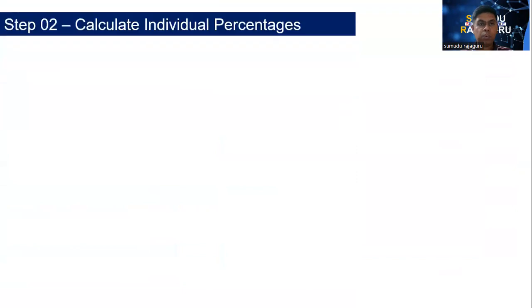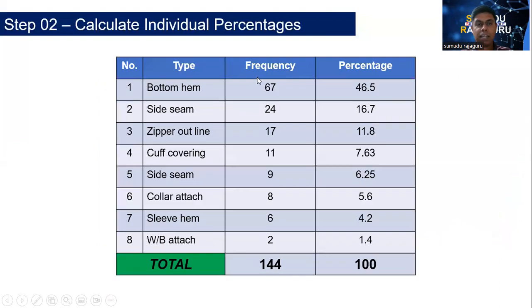Step number two, calculate the individual percentage. Here, bottom hem is 67. How do we calculate the individual percentage? We divide 67 by the total number of defects, 144. Then we want to take the percentage, so we multiply by 100. Then the answer comes to 46.5.